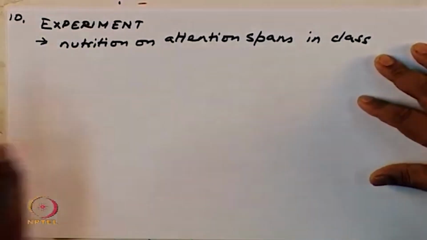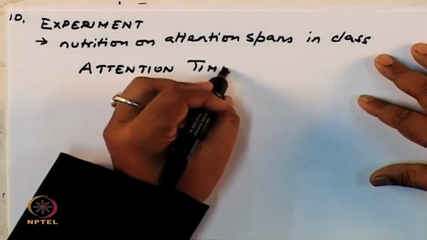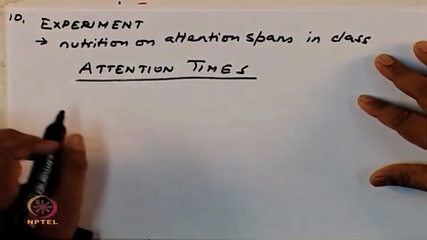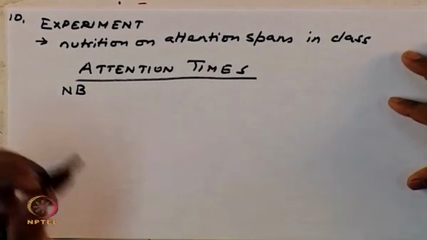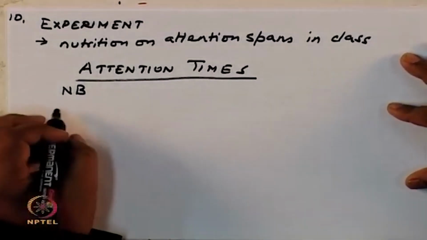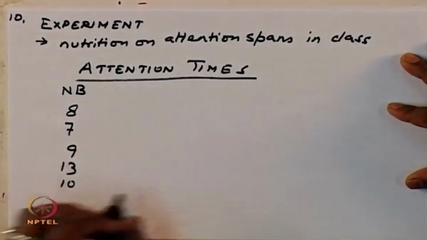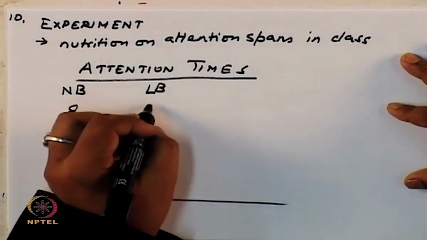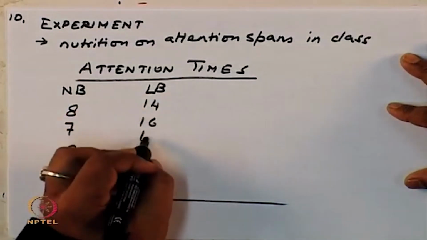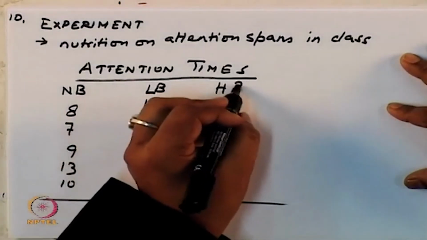Okay. So, I have a plot of attention times, and I have three categories, let us say three treatments. Students who did not have any breakfast, so no breakfast, the values are, okay, who had light breakfast, and who had heavy breakfast.